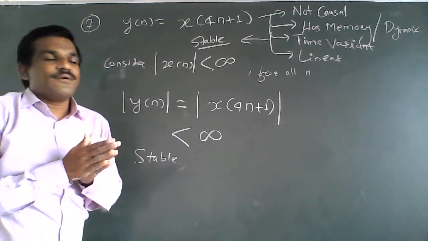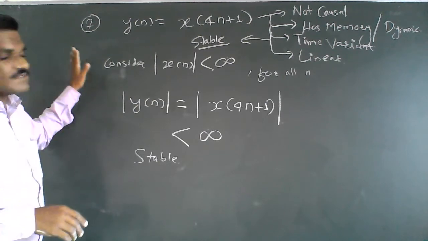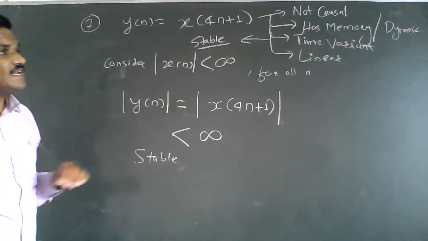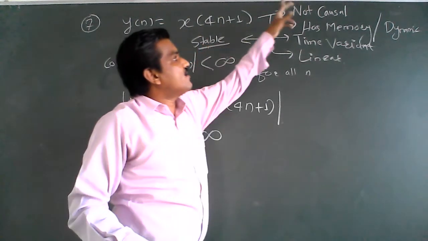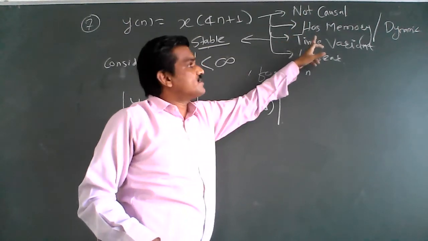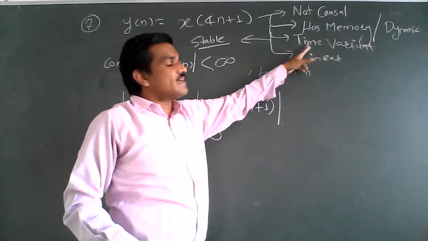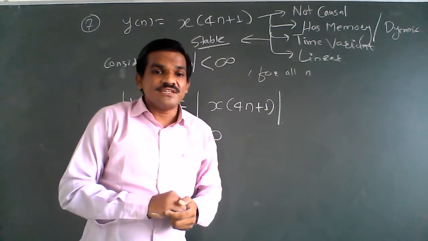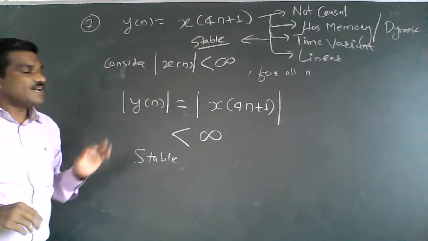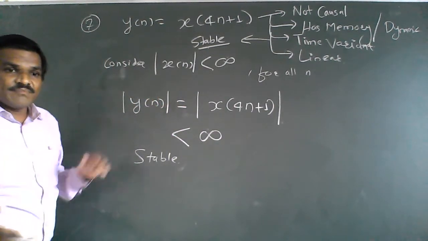Now, I hope you understand all these problems. I have solved 7 problems based on the linearity property, stability property, causality property, dynamic or static properties, and we have also seen the shift invariant or variant properties. If you have any doubts, you can ask me, or you can solve many more problems. Okay, thank you.